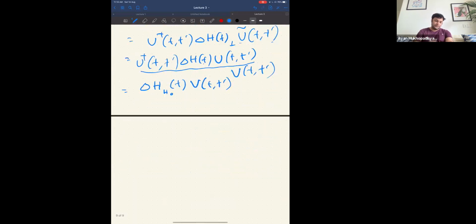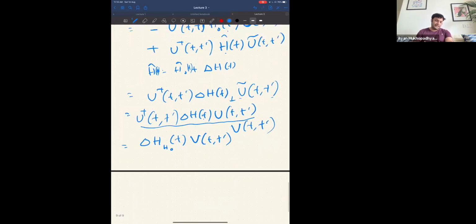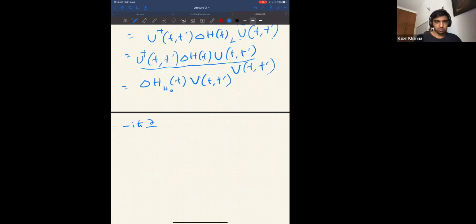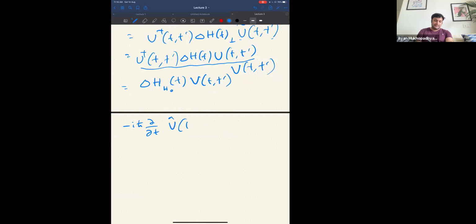So the upshot is as follows: if I take all of these together, I get minus i h bar del by del t of V(t,t') is equal to delta H_H0(t). This thing is in the Heisenberg picture with respect to the old Hamiltonian, and then you have V(t,t').